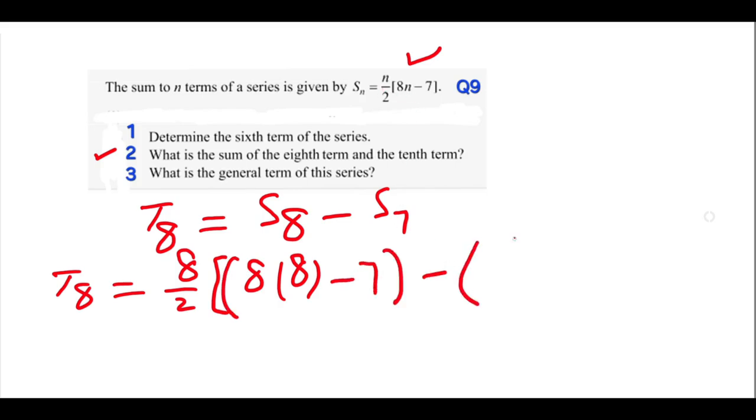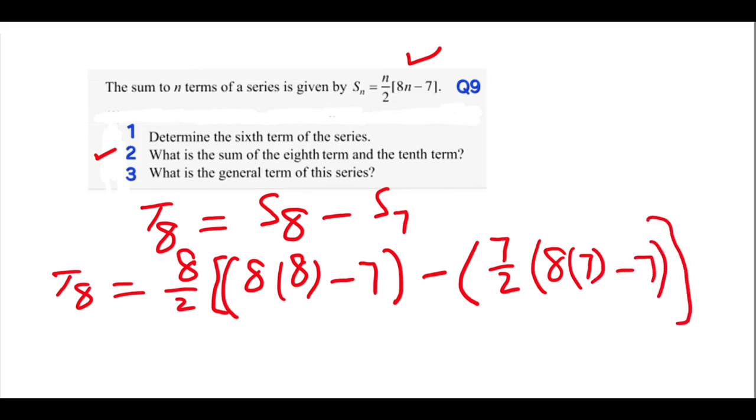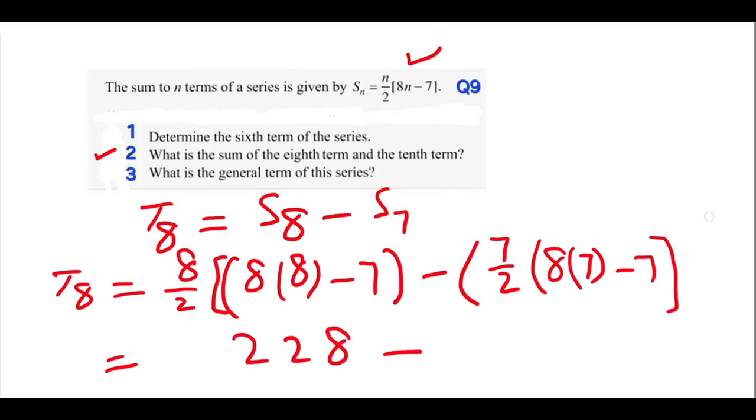Now put the 7 over 2, 8 multiply 7 minus 7, big bracket close. Now I'm going to further simplify. This becomes 228 minus, this becomes 170.5. So the 8th term we have is 56.5.